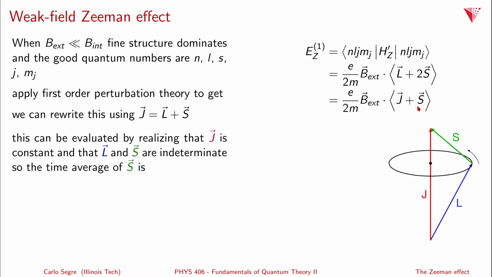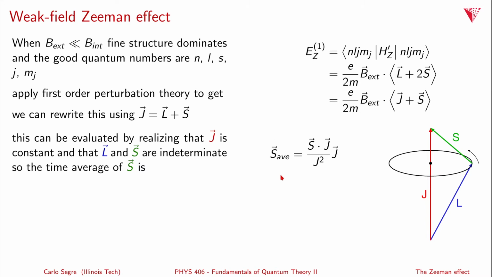Well, we can evaluate this by realizing that J is just a constant, and that L and S are indeterminate, so the time average of S can be calculated. So if you look at the diagram here, you see J is a constant, and it's a certain length. L and S precess around J because the vector sum of L plus S is J, but only the components of L and S along the J direction are possible to know. The other components are indeterminate because L and S are precessing.